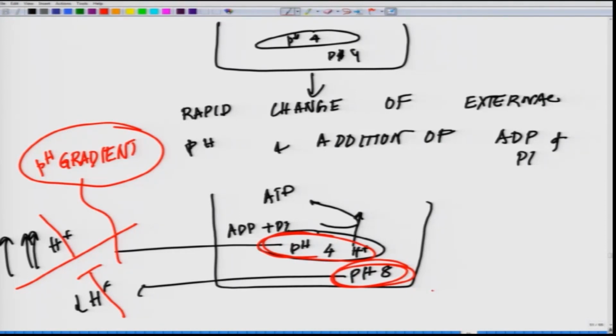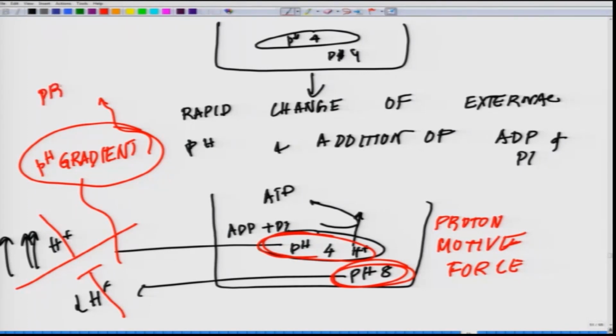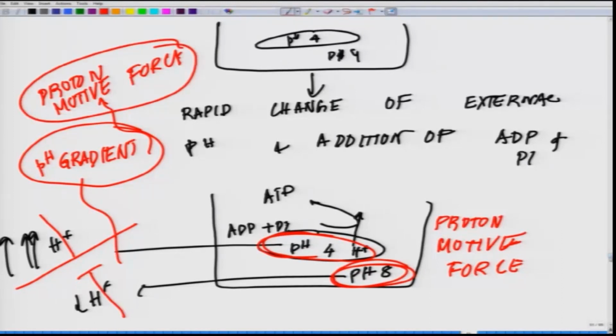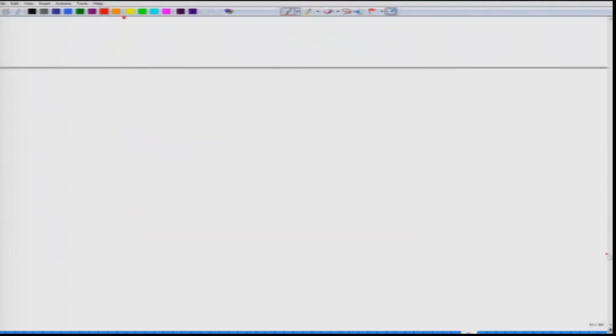This incisive experiment was one of the first to unequivocally support Peter Mitchell's hypothesis that ATP synthesis is driven by what we call the proton motive force. So there is a proton motive force generated because of the pH gradient. Okay. So this proton motive force, which is generated because of the pH gradient, is being supported here.